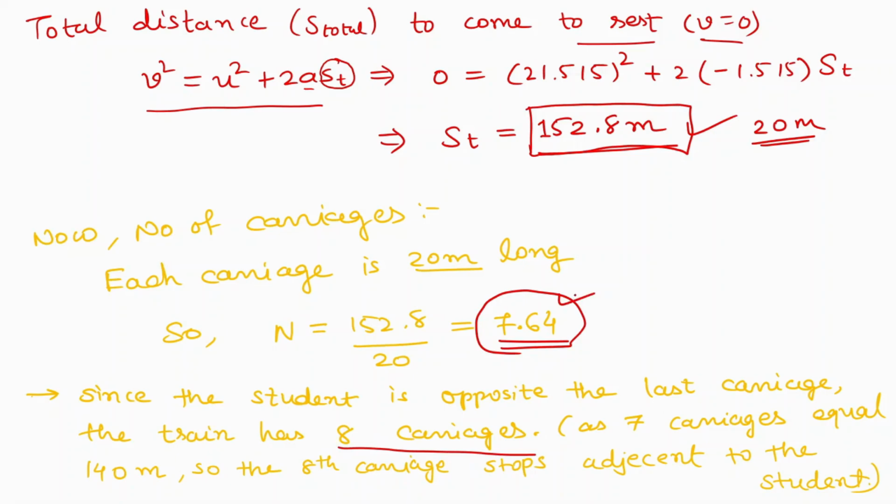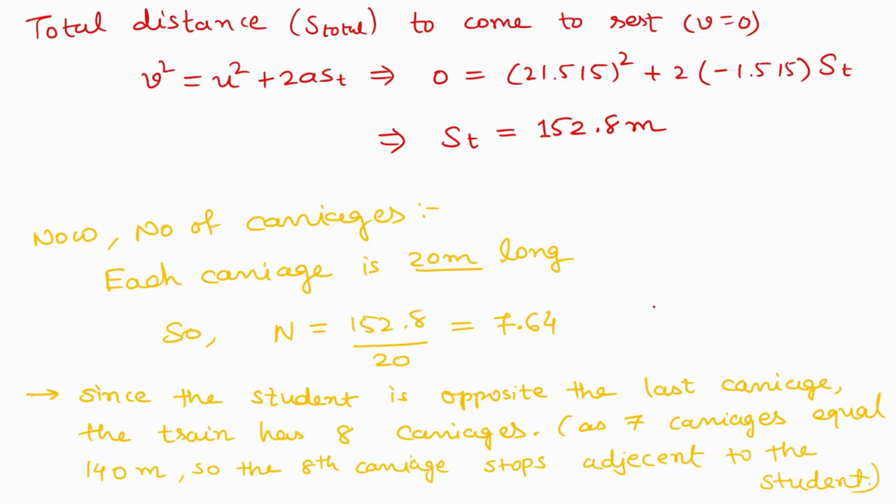Why do we not take 8 here? Because at the eighth compartment the person is standing, and it is not actually a whole carriage passing, it is the middle of it. I hope you understand question number 15.